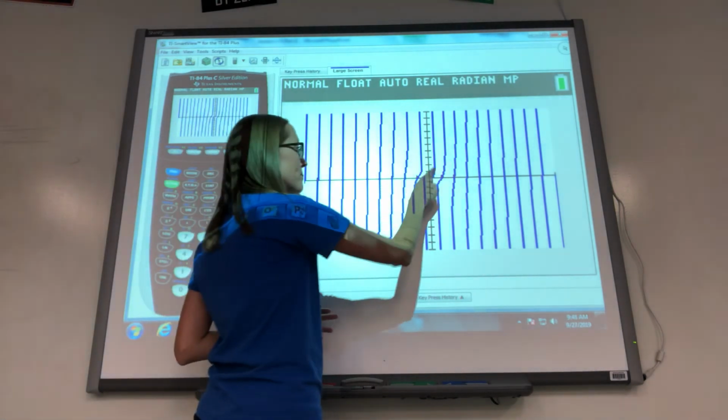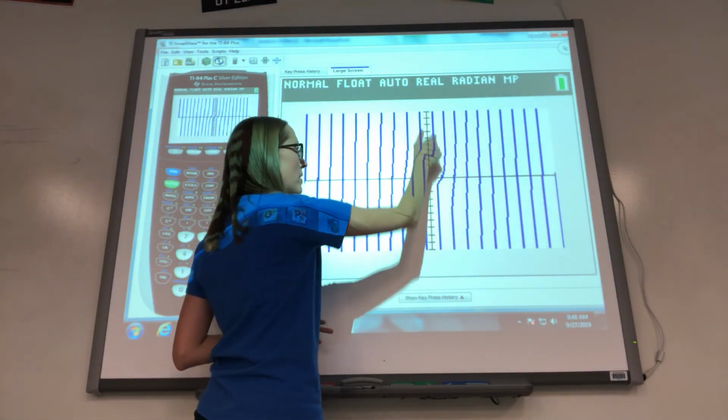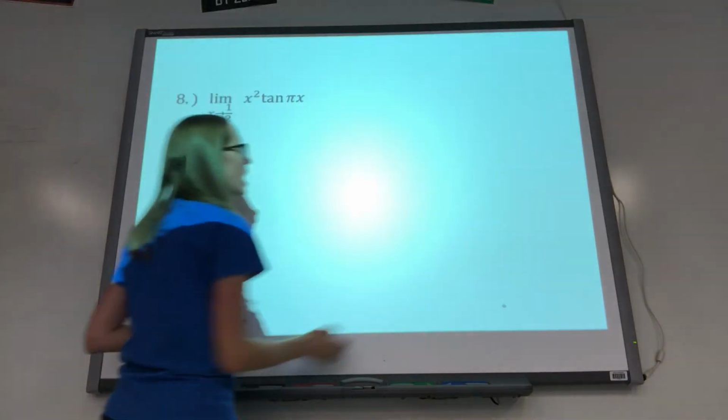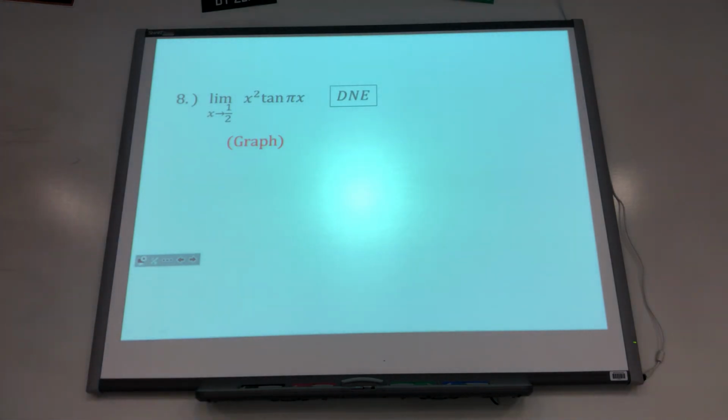You could do the one-sided limits. From the left, it's positive. From the right, it's negative. But from both sides, that is not going to work.